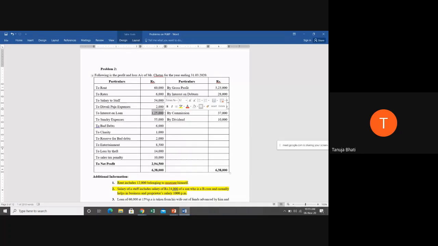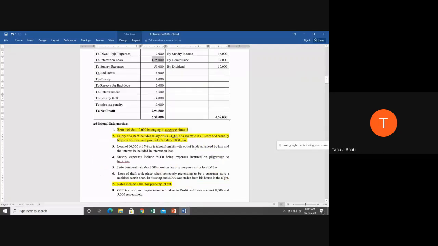So 60,000 into 15%. So what is the interest amount? 9,000 interest he is paying to his wife. 60,000 into 15%, so it becomes 9,000. So 9,000 interest is paid to his wife. Now you tell me students, if he is paying interest to his wife, will it be an allowable expenditure or disallowable expenditure?